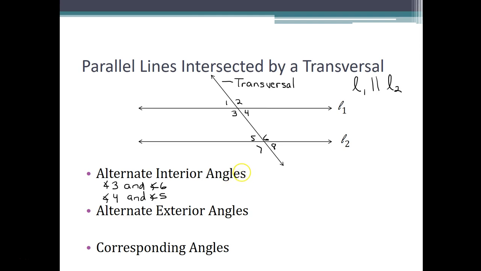Now in alternate interior angles, the measures are the same. The measure of angle 3 is going to equal the measure of angle 6. So in other words, angle 3 and angle 6 are congruent. The measure of angle 4 is going to equal the measure of angle 5, because those are congruent.